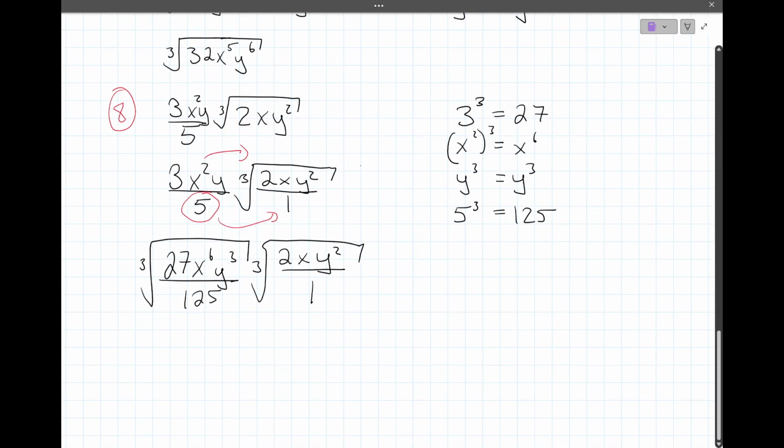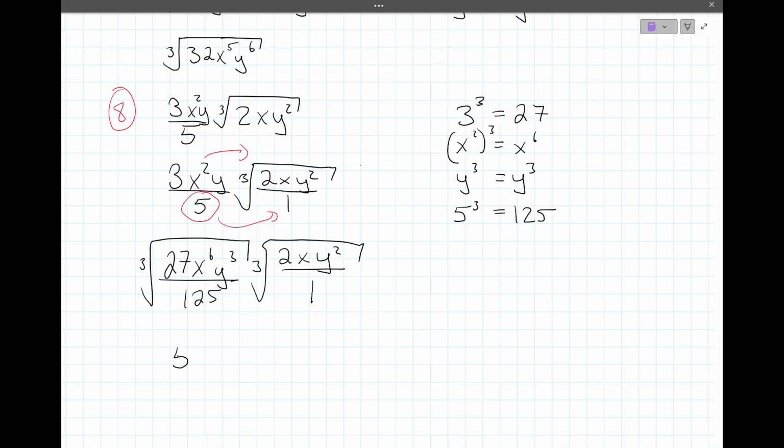And now we just combine numerator and denominator. 27 times 2 is 54. So I'm going to get 54, x to the 6, x to the 1, x to the 7, y cubed, y to the y squared, y to the 5th. The only thing on the bottom is 125. And I'm going to take a gigantic cube root right here that goes around the entire fraction. And that, math fans, is the whole math story.